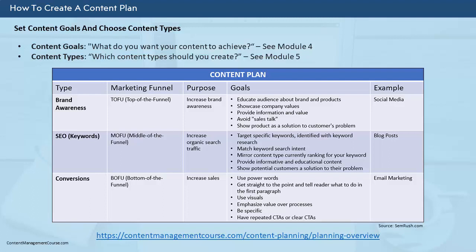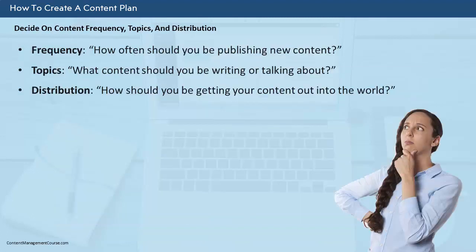We covered this step in Module 4 of this course. We also covered Step 3, which content types to focus on, in Module 5. So if you need help in those areas, just go back and review those modules. So let's take a brief look then at Steps 2, 4, and 5, which is setting the frequency, topics, and distribution of our content. And these are the questions that we need to ask.